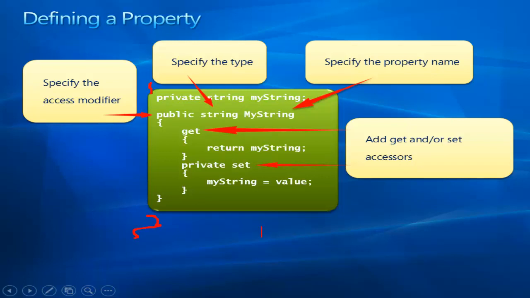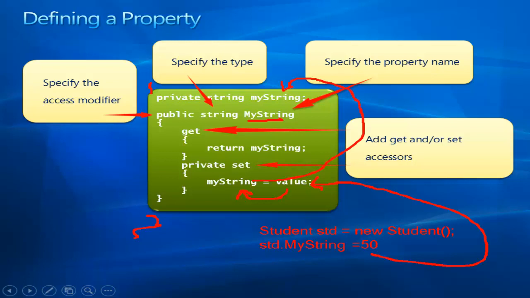If I want to access it, I'm going to say Student std equal to new Student. I do that, and then I can say std dot MyString. Remember, the MyString that I'm typing here is this one, with capital M, not the field name. And if I assign a value equal to 50, what is it going to do? This 50 will be given to this value, and this value is given to MyString, and it will be stored in the field myString.